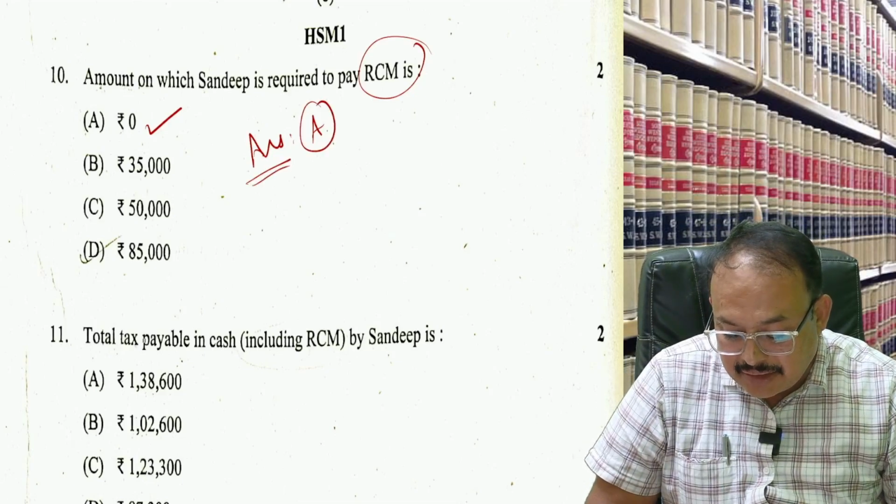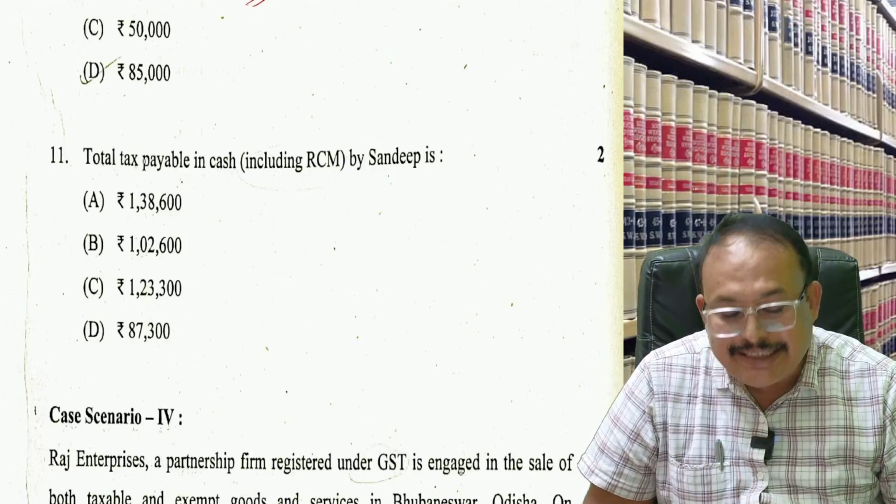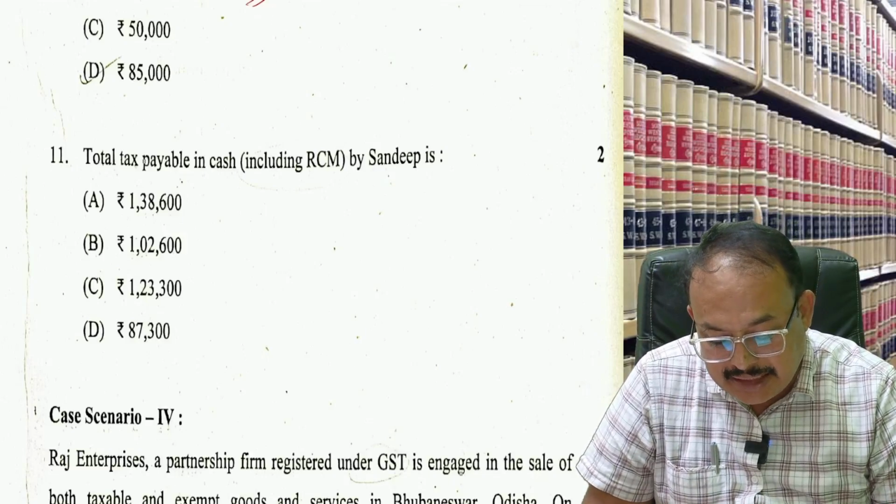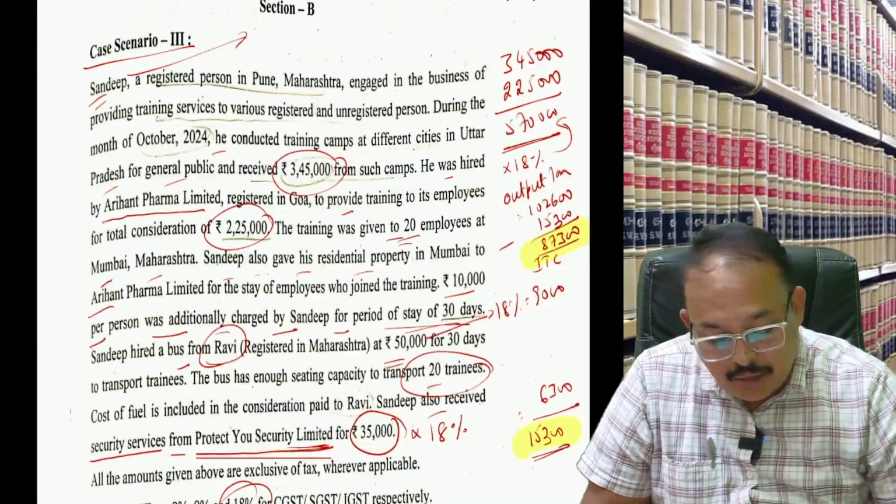Further, question number 11: total tax payable in cash, including RCM, by Sandeep is how much? We got here how much?